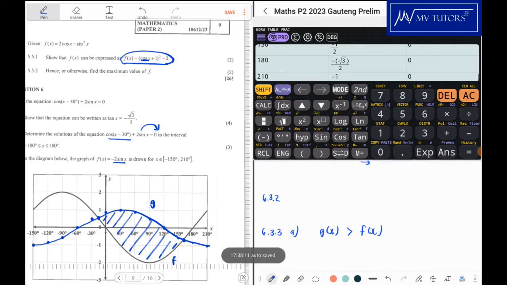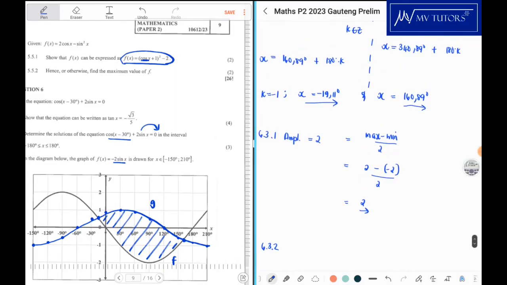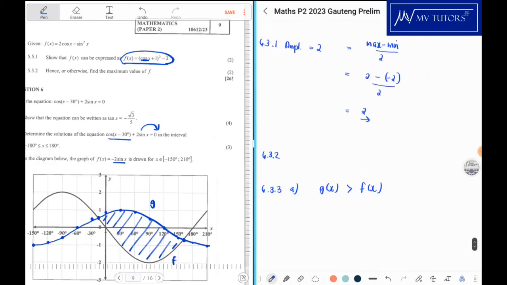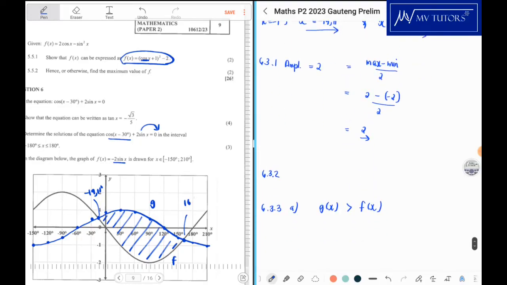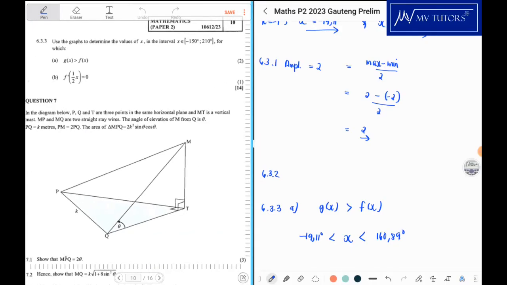So basically the values that we determined before, the negative 19,11 and the 160,89, that's definitely what we're dealing with here. So the intersection here would be negative 19,11 degrees, and over here it would be 160,89. And that helps us, okay? So the values of x, therefore, are in between negative 19,11 degrees and 160,89 degrees, okay? That is basically where the y values for the graph of g are bigger than the y values of the graph of f.